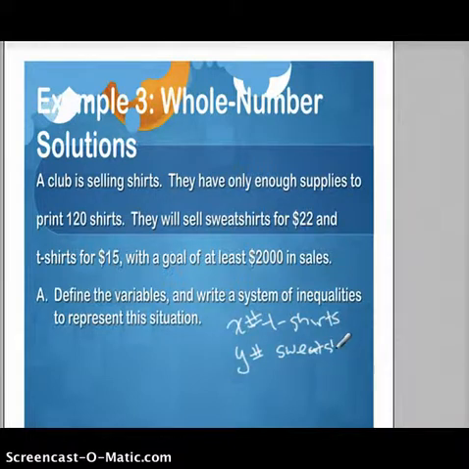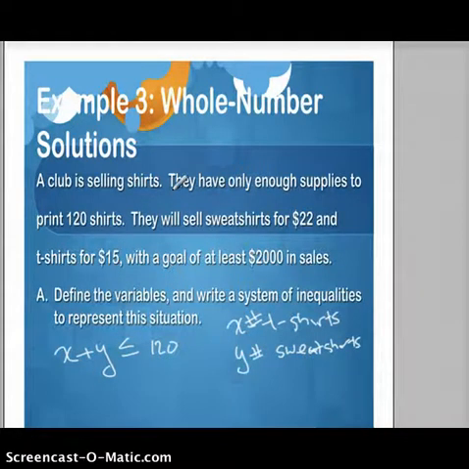So if we do that, let's see if we can come up with a nice system of inequalities. So the first thing, when I go back up to the problem, it says they only have enough supplies to print 120 shirts. That's 120 t-shirts or sweatshirts. So X plus Y must be less than or equal to 120. Because if you can only do 120, you cannot do more. You can do less, but you cannot do more. So it has to be less than or equal to.